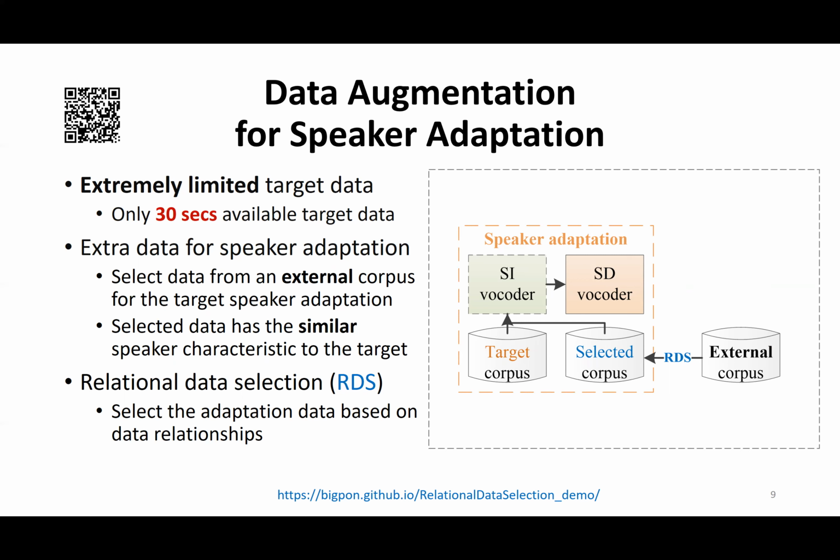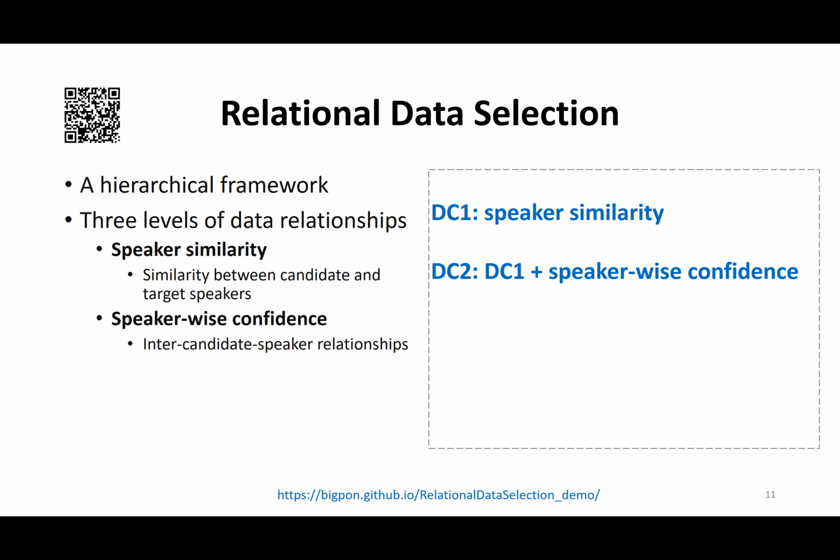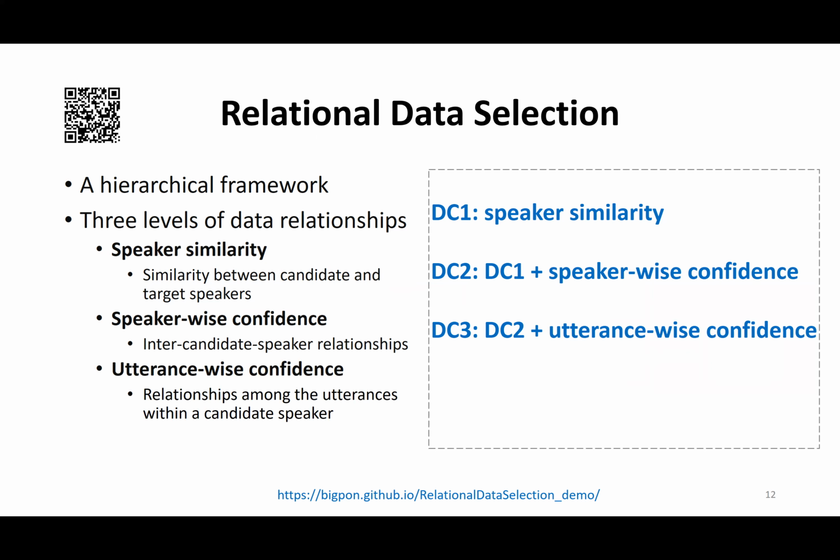And the selected data should have similar speaker characteristics to the target speaker. Therefore, we proposed relational data selection, RDS, to select the adaptation data based on data relationships. The proposed RDS is a hierarchical framework, taking 3 levels of data relationship into account. The first level is speaker similarity, to consider the similarity between candidate and target speakers. The second level is the speaker-wise competence, to consider the inter-candidate speaker relationships. The third level is the utterance-wise competence, to consider the relationship among the utterances within a candidate speaker.